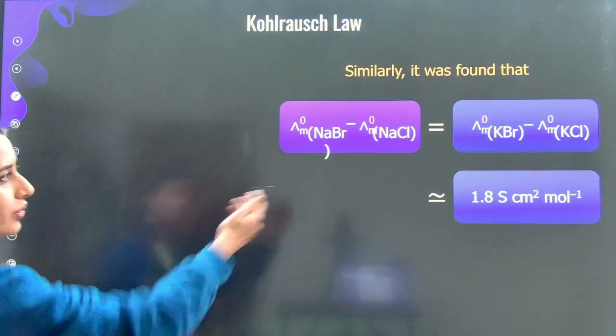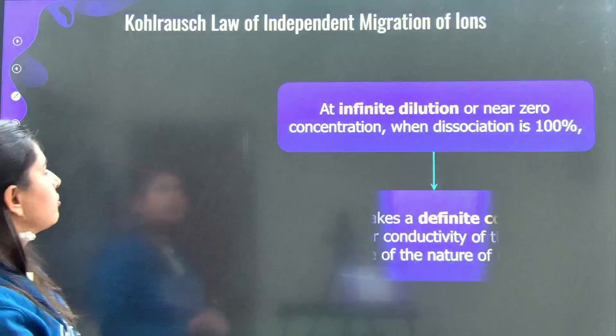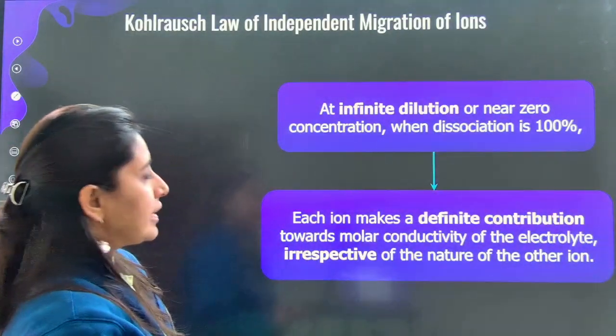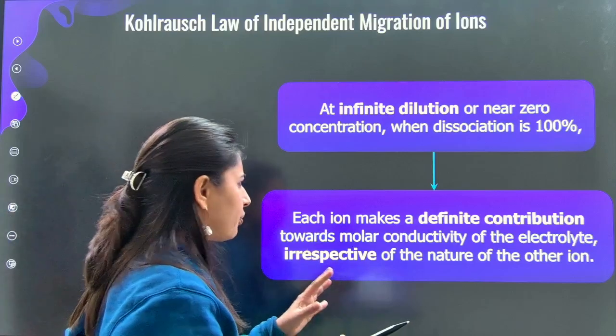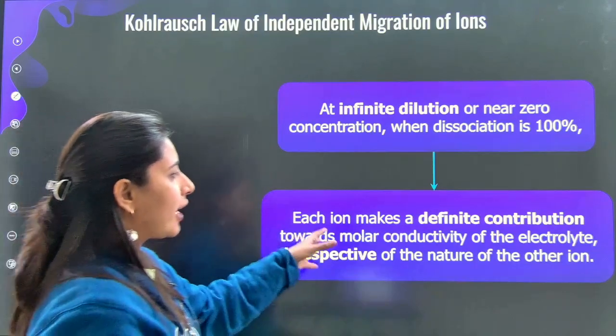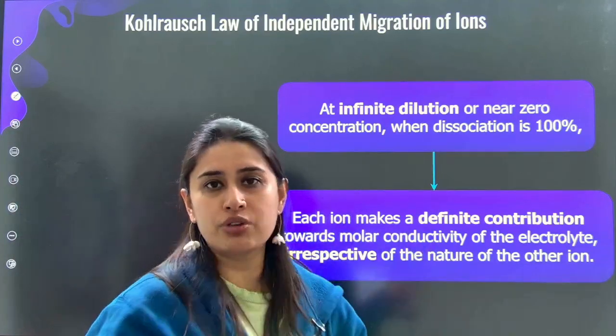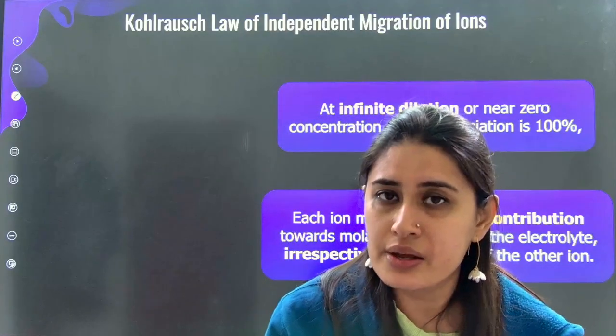Similarly, you can check the other things that were found out by Kohlrausch. At infinite dilution or near zero concentration, when dissociation is approximately 100%, each ion makes a definite contribution. That means every ion counts.